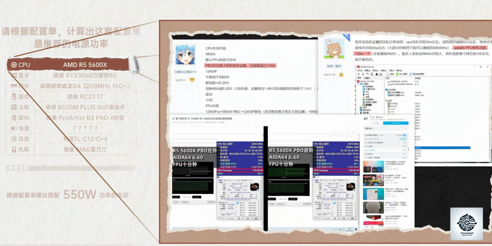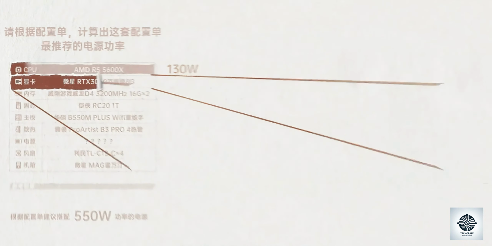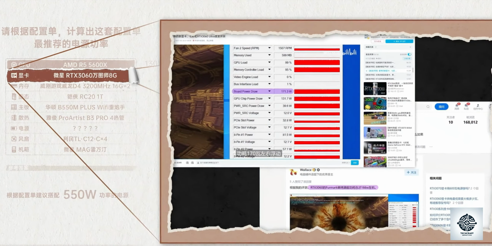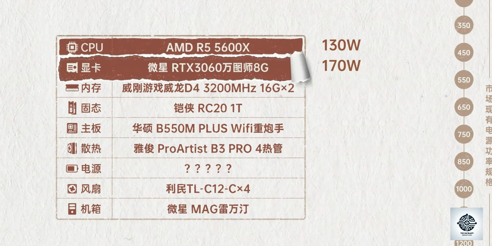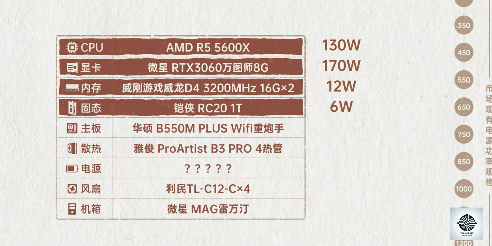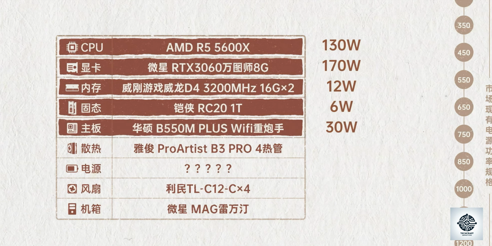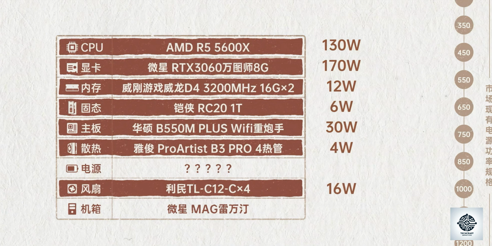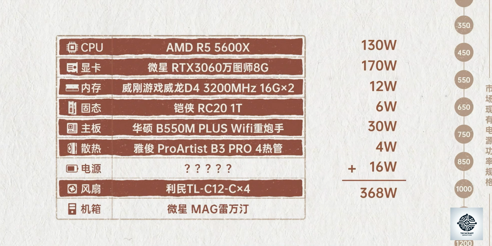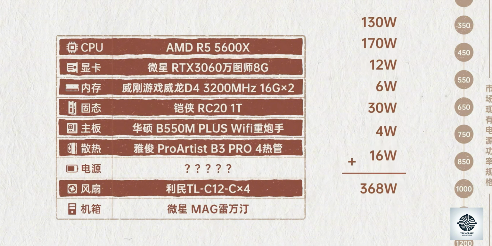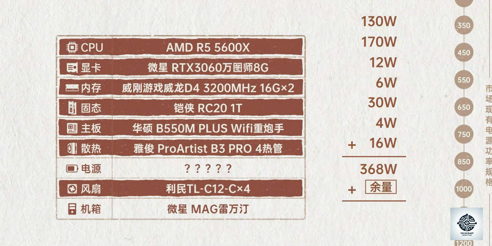With the 5600X CPU, based on online searches, you can see that when running in PBO mode, it can consume around 130 watts. The 3060 graphics card, based on what you can find online, consumes around 170 watts. 2 RAM sticks consume 12 watts, the SSD consumes 6 watts, the motherboard and USB devices consume about 30 watts. Adding in 5 cooling fans and case fans, which consume around 20 watts. So the total power consumption of the entire system, when all components are running at full load, is around 370 watts. To handle power spikes and leave some headroom, a 450 watt power supply could meet the demand.